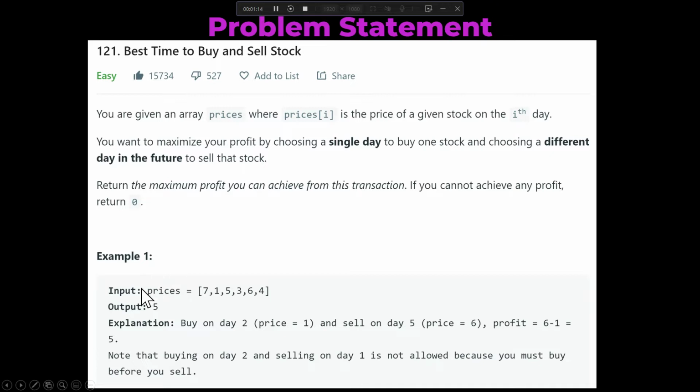Let's have a look at an example. Input the prices. We've got this array prices: 7, 1, 5, 3, 6, 4. The output is 5. So let's understand this. The explanation given is we buy on day 2. In an array, of course, it always starts with index 0, but here we are saying day 1, day 2. So on day 2, we've got this lowest price, and then we have to sell this stock in a different day in the future. Here you can see the highest price is on this day, and the price is 6. So we've got this profit 5.